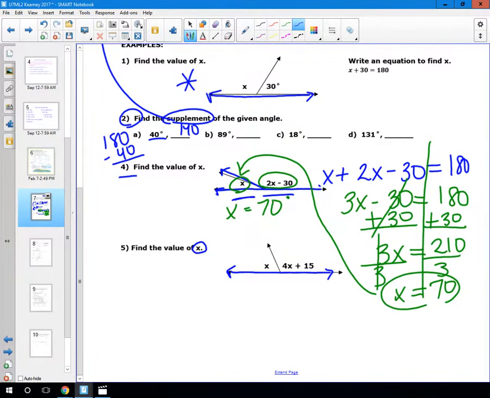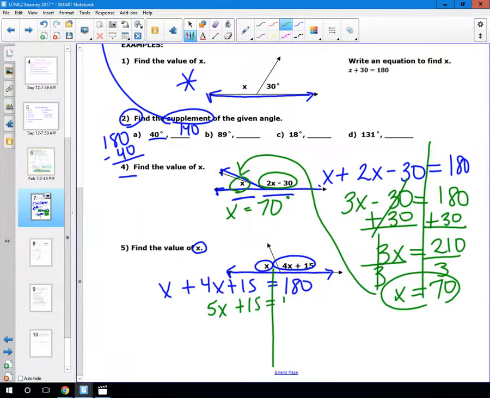So I'm going to take both of them. I have x, I'm going to do x plus, and then my other angle is 4x plus 15, and I know that they should add up to 180, okay? So now, I just need to solve for x, okay? And from there, just like we did earlier, we're going to combine like terms, so x plus 4x is 5x plus 15 equals 180. And I'm going to stop there because I think you guys can take it.